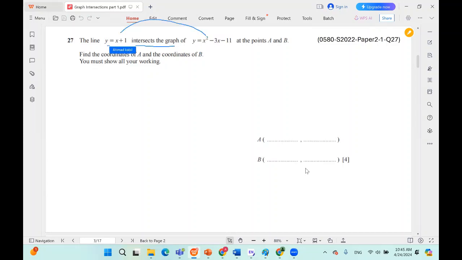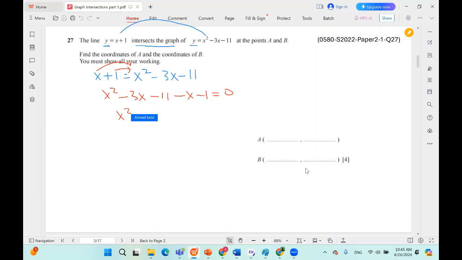So this is y, this is y. Y equals y because they intersect together. So therefore, the expression for y must equal the expression for y here as well. And all we have to do now is just solve and find x. So we take the x to the other side and the 1 as well. So we get x squared minus 3x minus 11 minus x minus 1 equals 0. And we collect the like terms together. So we have x squared minus 4x minus 12 equals 0.